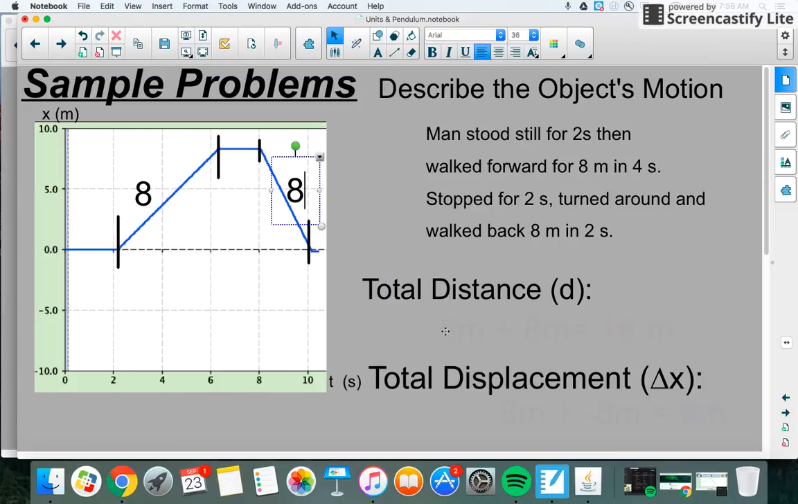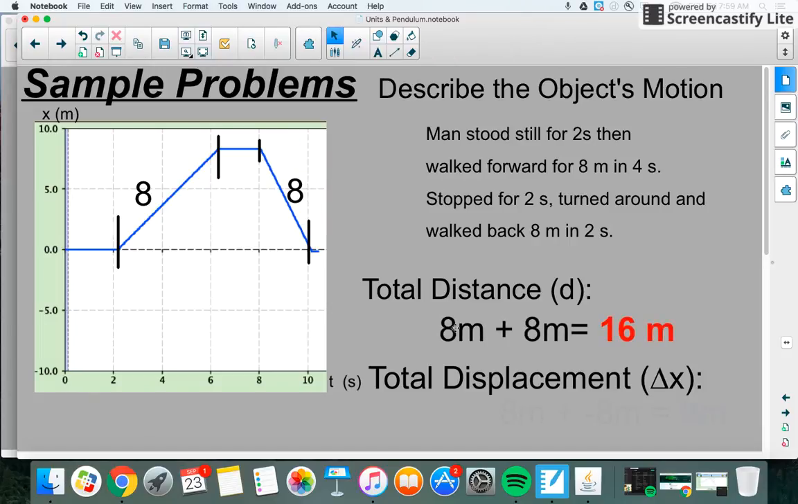So to get his total distance, all you do is take the two distances he traveled, 8 meters plus 8 meters, and you get the total distance of 16 meters. Now, distance is a scalar, which means direction isn't as important. If we take a look at his total displacement, direction does matter. His total displacement is no longer 16 because displacement is his change in position. So if you look at the two sections of the graph where he did have a change in position, in this first one, he changed his position because he went from 0 to 8. And so he had a positive 8 meter displacement.